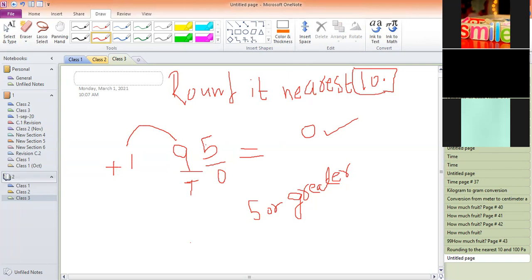So what is the point? If the number on the ones place is 5 or greater than 5, then you will add 1 to the 9. So 9 plus 1 is equal to 10. So this is your answer.